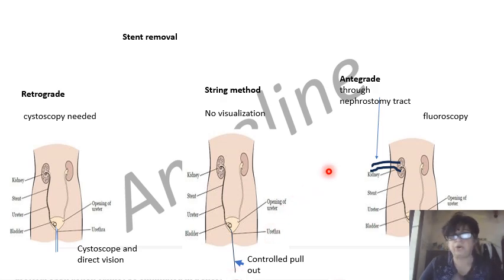Or what you can do is, through a nephrostomy tract, if there was a nephrostomy tract, because most of the time your obstructions will need more than one modality of treatment. If you have had a nephrostomy tract, you can pull this out through the tract itself. But for that you need a fluoroscopy. See here, you need a cystoscopy. Here you need no visualization, but here you will need a fluoroscopy. Fluoroscopy is nothing but your X-ray imaging.